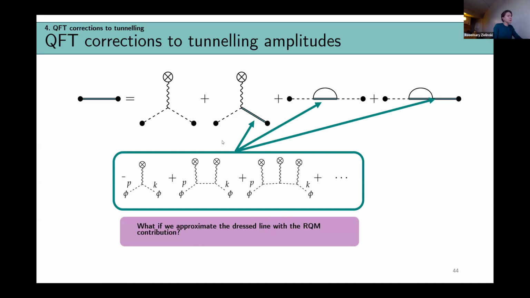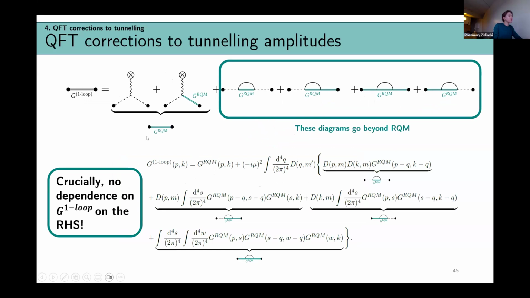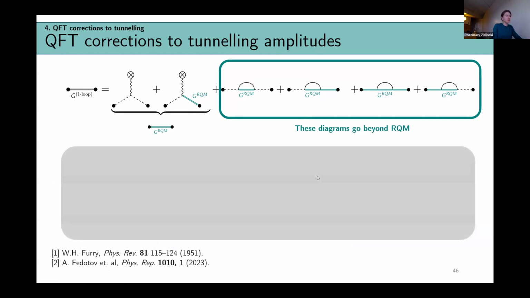And when we do this, we find that we get a new one-loop equation, which looks like this, and still encodes QFT corrections. But crucially, this is a much, much simpler structure because we don't have any dependence on G1 loop on the right-hand side. So now, in principle, if one were to find the relativistic quantum mechanics propagator, you could insert it and compute these integrals, and we would have the one-loop contribution. This is obviously harder in practice, but this is still a much simpler theory than the self-consistent equation.